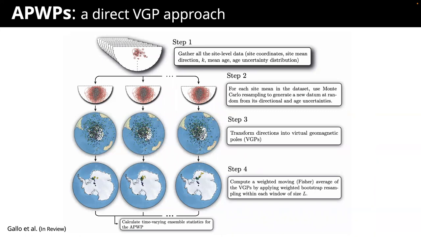Then we can take each direction and cast it to a VGP. So now we have a collection of randomly redrawn VGPs where the direction associated with that VGP and the age associated with that VGP are coming from the uncertainties at the site level. Then we can compute a moving average apparent polar wander path where we're using a weighted bootstrap where we're preferentially pulling in VGPs which are closest in age to the central edge of the window. And that gives us one statistically plausible apparent polar wander path. Now we can do that again and again. We can do that tens of thousands of times, and we arrive at an ensemble of statistically plausible apparent polar wander paths on which we can do some statistics.